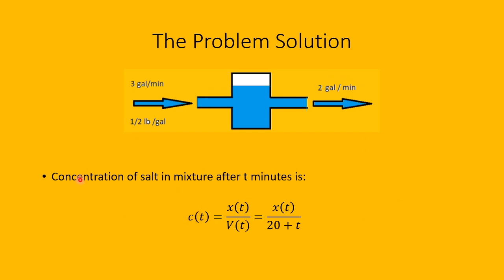So let's think about the concentration of salt in the mixture inside the tank after t minutes of flowing. The concentration of salt is going to be the amount of salt in the tank at time t divided by the amount of fluid measured in gallons in the tank at time t. We just saw that V of t is 20 plus t. So C of t is equal to x of t divided by 20 plus t.